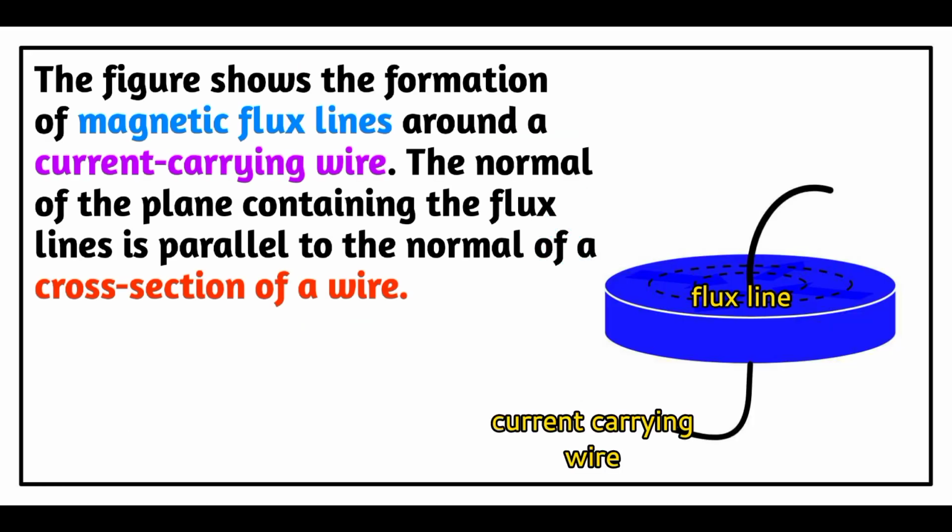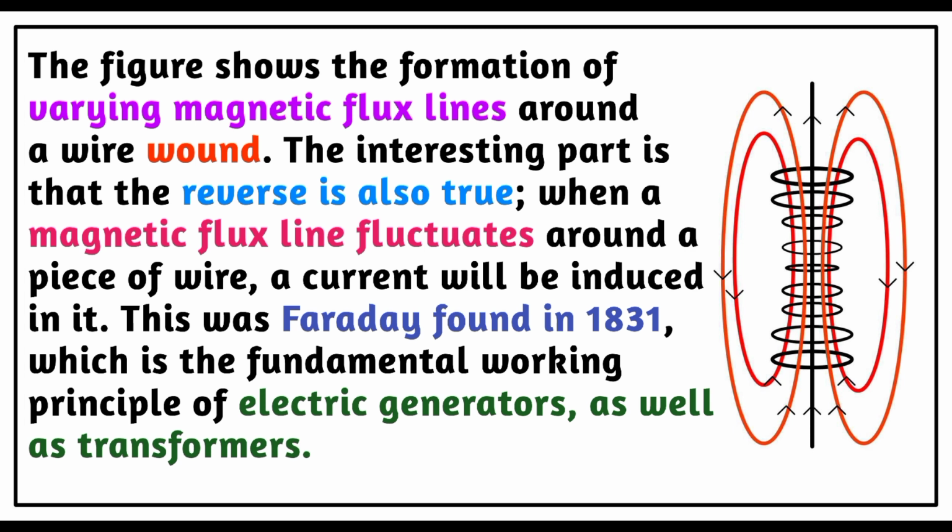The figure shows the formation of magnetic flux lines around a current carrying wire. The normal of the plane containing the flux lines is parallel to the normal of the cross section of the wire. The figure shows the formation of varying magnetic flux lines around a wound wire.